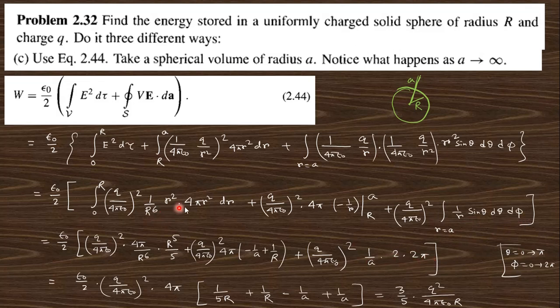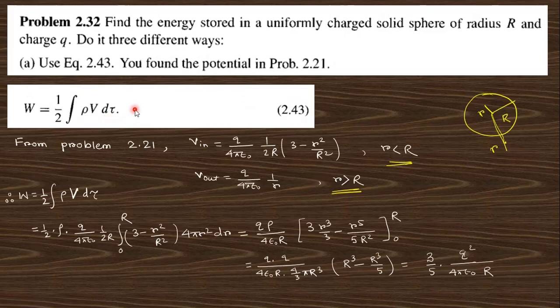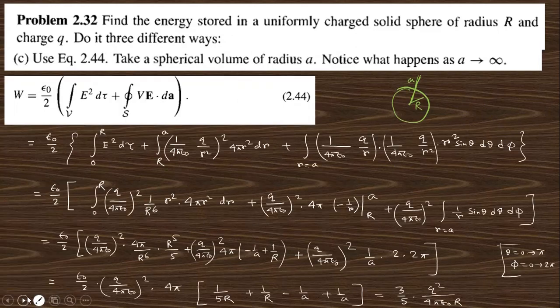And here you can see r to the power 4, so r to the power 5 by 5, and here minus 1 by r, you will get 2 terms. Okay, so finally you will get the same result in this process also. Clear? So using this, the work done to form this structure is obtained, and using this formula, that means using three formulas, you get the same result.